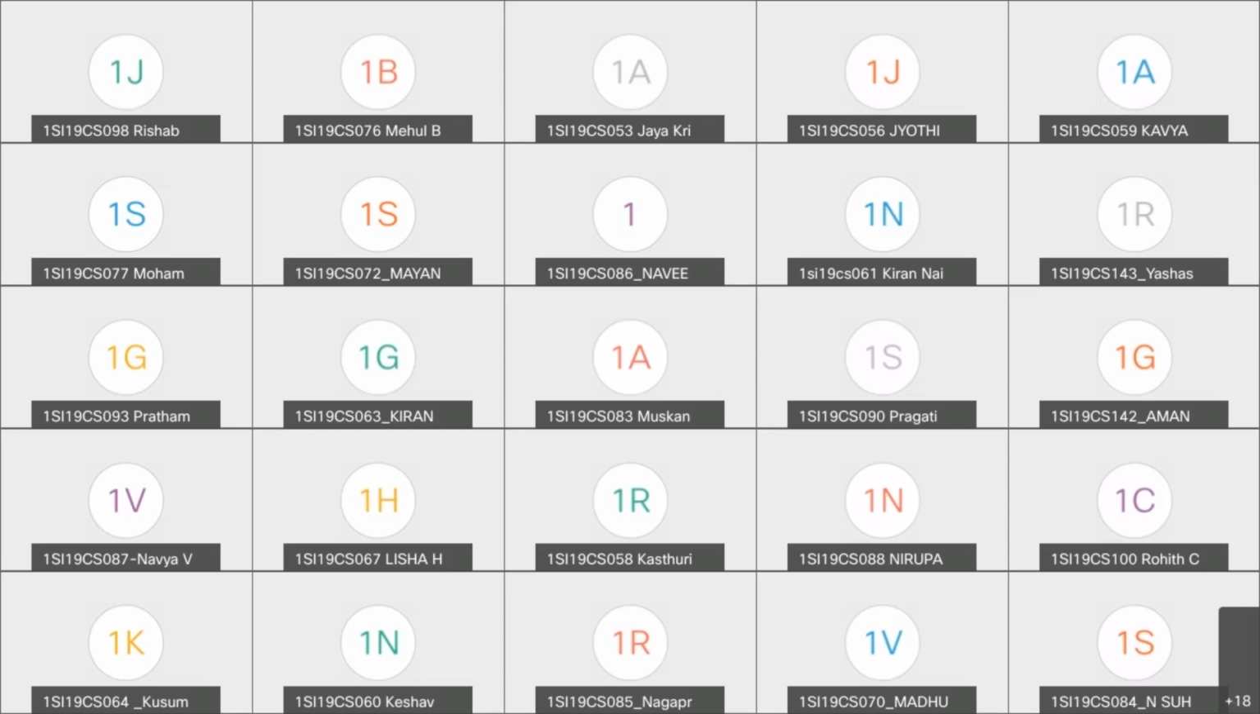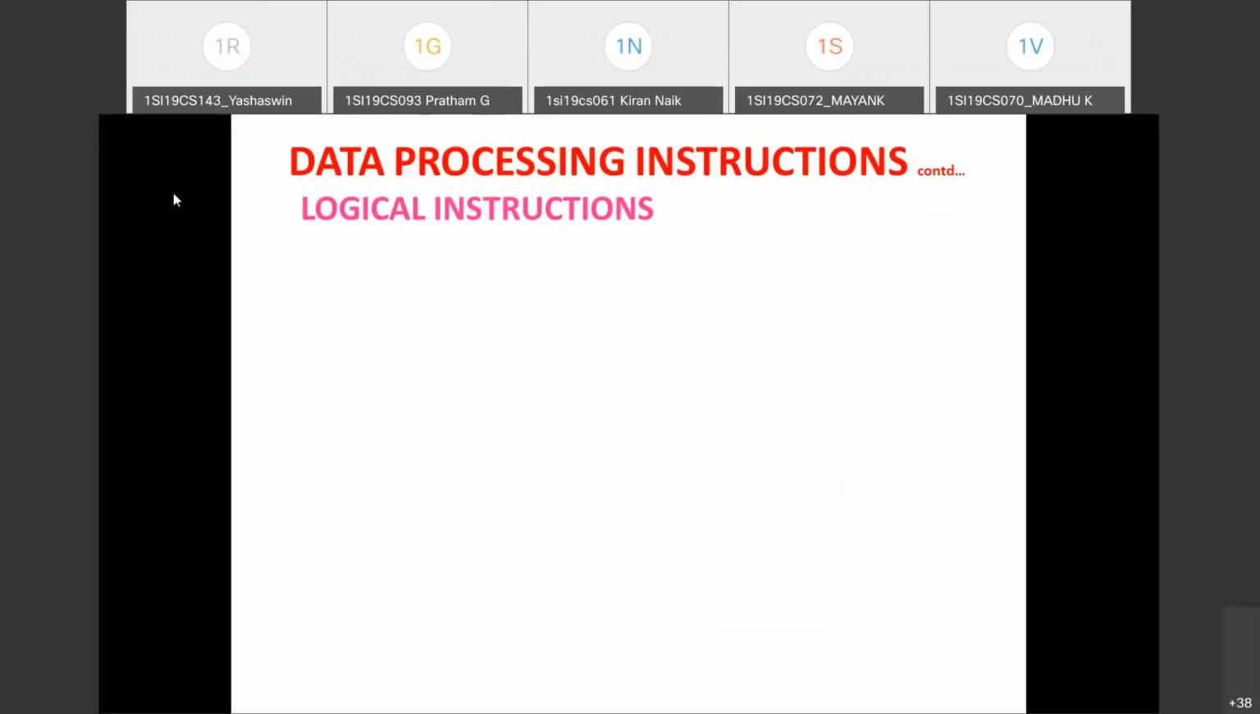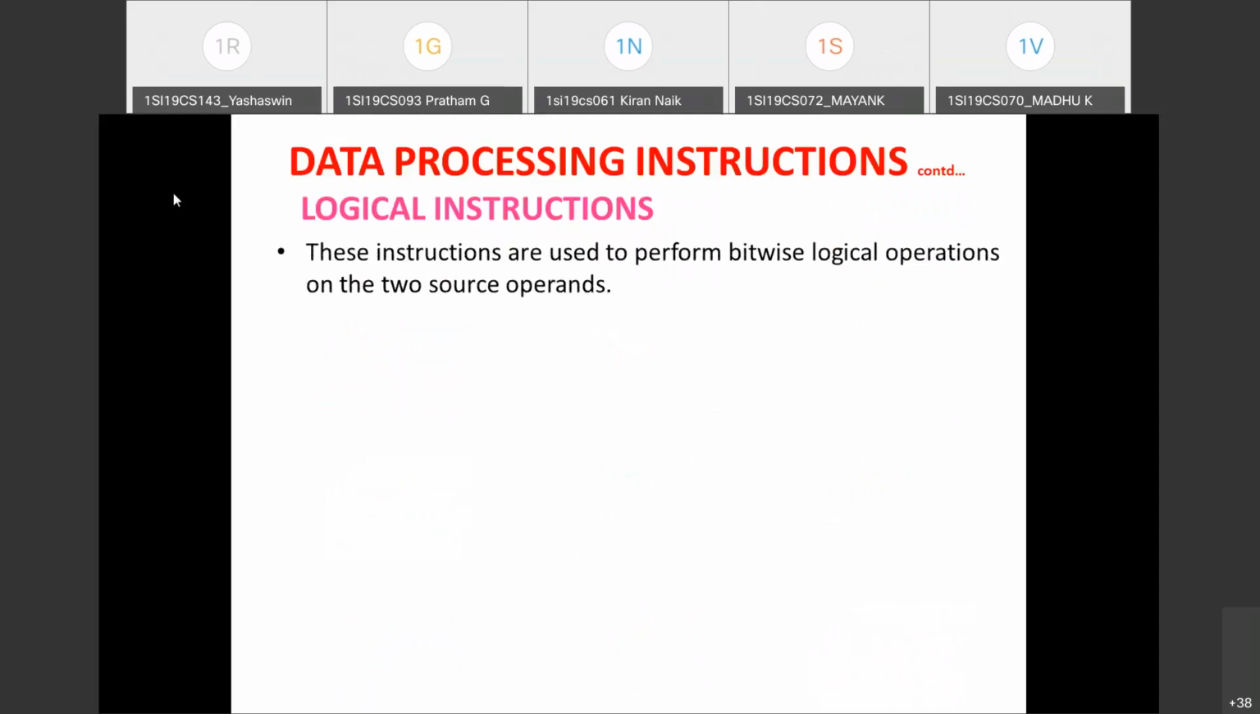Today we'll be discussing logical instructions and comparison instructions. First, coming to the logical instructions. What is the purpose of logical instructions, or what are we using logical instructions for? To perform logical operations. Given the source operands, the instructions supported in ARM are used for performing bitwise logical operations on the two source operands.